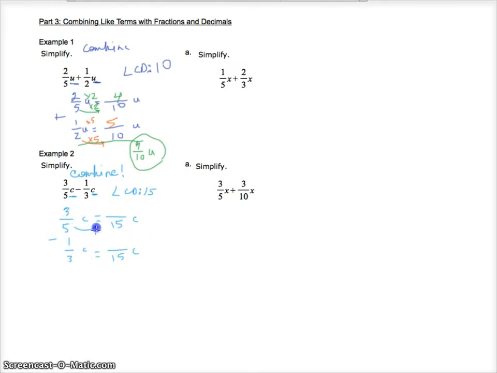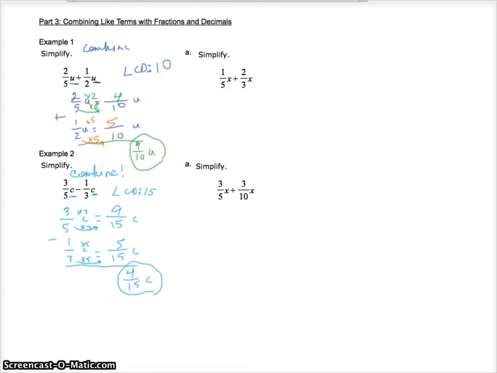The path from 5 to 15 is by 3 on the bottom and 3 on the top, so I get 9/15. The path for 1/3 is by 5 on the top and on the bottom, so I get 5/15. Now when I subtract them, 9 minus 5, I end up with 4 over 15 c. So remember, when combining like terms, make sure you find common denominators for your fractions.